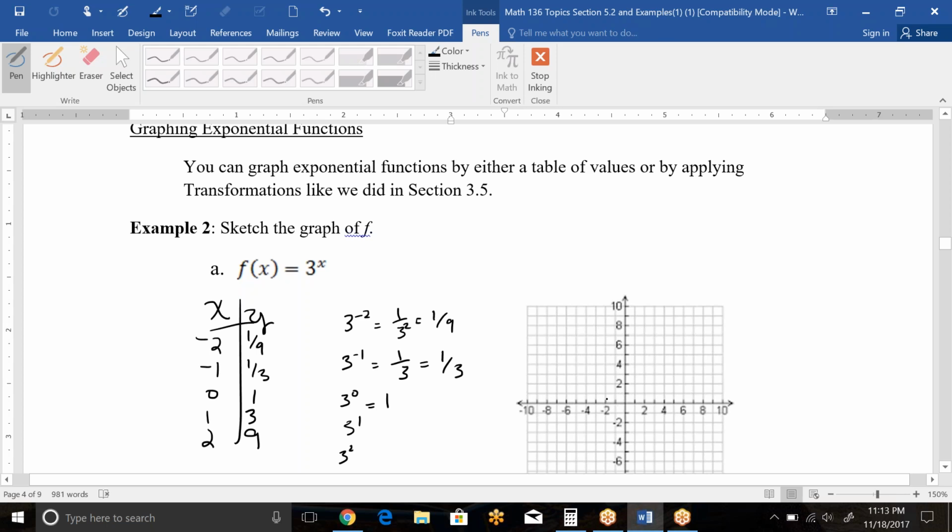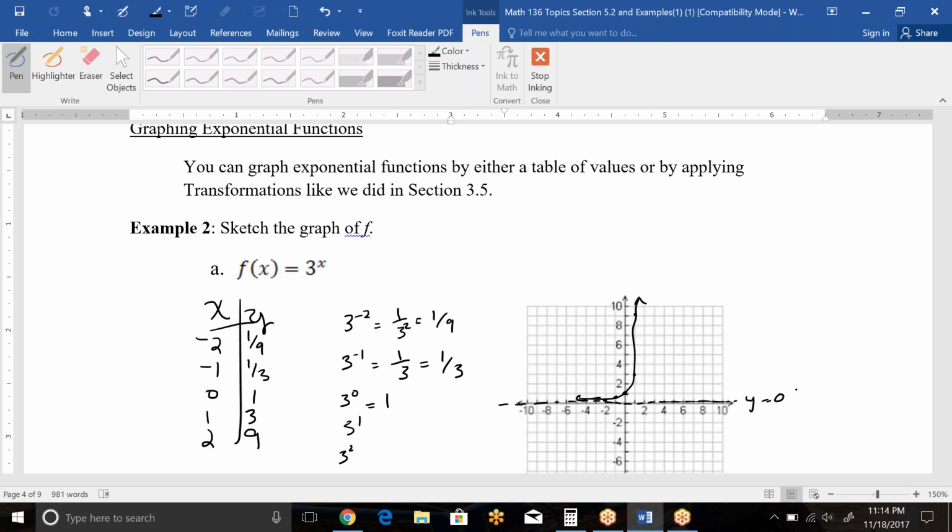So -2, 1/9. -1, 1/3. 0, 1. 1, 3. And 2, 9. Notice this has a natural horizontal asymptote at y equals 0. We always graph that in. And that's because, remember, the domain of this function was all real numbers, but the range was greater than 0.